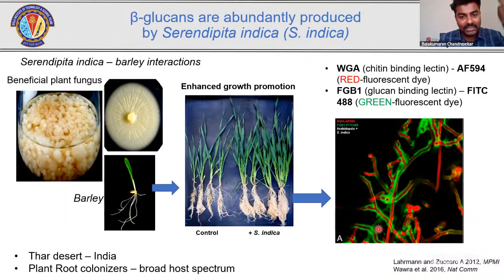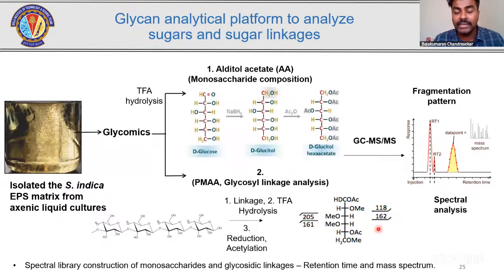We collected the extracellular polysaccharides from the fungus Serendipita indica and performed a glycomic analysis. These are the two important glycomic approaches we follow in the lab, and we have already established these techniques in our current lab. First, we followed the monosaccharide composition. You take the glycans, hydrolyze them with a mild hydrolysis with TFA, do reduction and acetylation to convert the sugars into alditol acetates, and perform GC-MS analysis. In this case, you get the monosaccharides present in the EPS matrix.